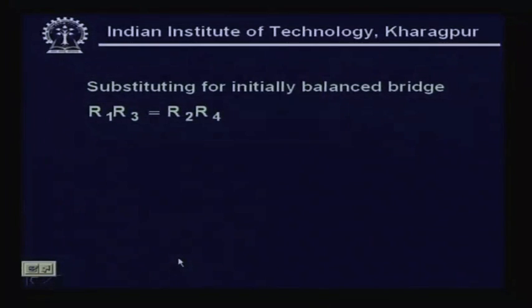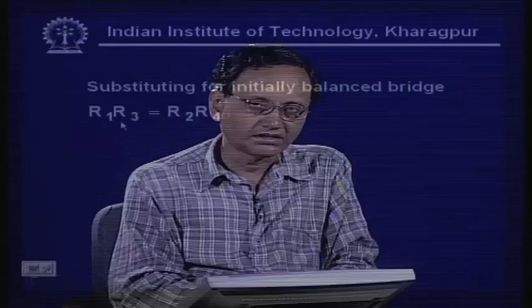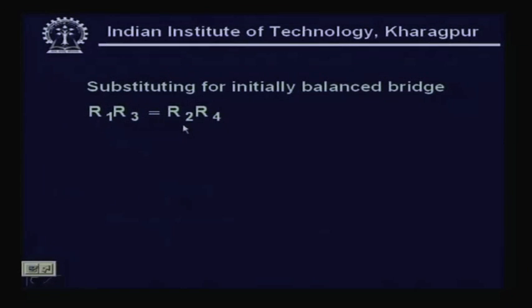Substituting for an initially balanced bridge, usually in the standard load cells we will take all 4 resistances equal. It is not necessary that you make them equal, but as you know the basic principle of the Wheatstone bridge, the bridge will be more sensitive when all the resistances are almost equal. Otherwise, when R1 into R3 equals R2 into R4, this is also the initial balance condition of the bridge.